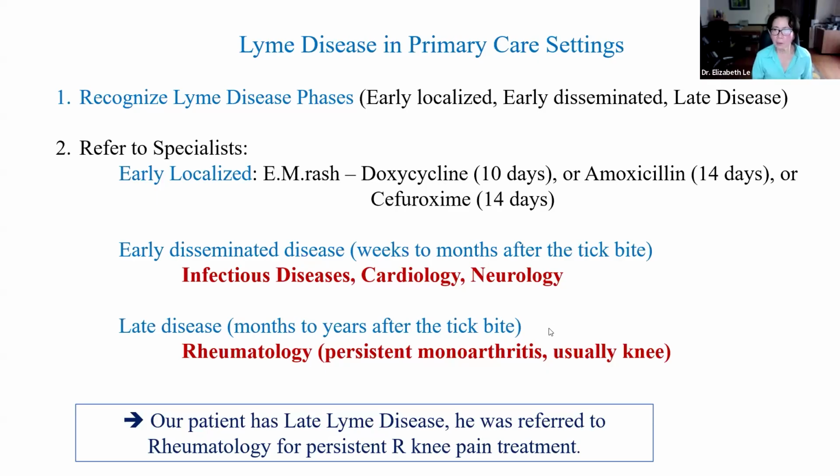rheumatology because rheumatologists will, first of all, tap the knee and take the fluids out, and then they use disease-modifying agents. So our patient has late Lyme disease. He was referred to rheumatology for persistent right knee pain treatment. Next slide.